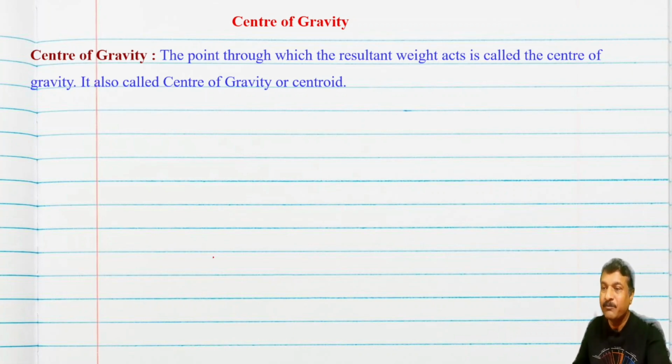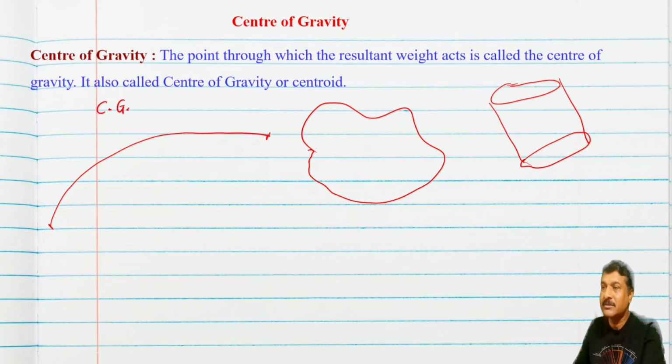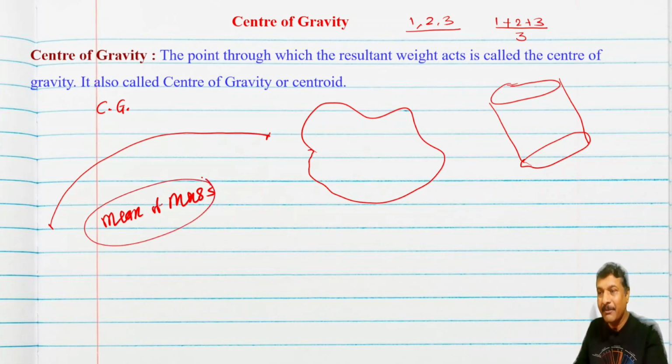Suppose it is a line, or an area or plane, or a three-dimensional figure, whatever it may be. The center of gravity, in short CG, is a mean of mass. What is a mean? For example, if I want to find the mean of 1, 2, 3, what are we doing? We are doing 1 plus 2 plus 3 upon how many numbers? 3 numbers. So we find it like this. Similarly here, the mean of mass is the center of gravity.